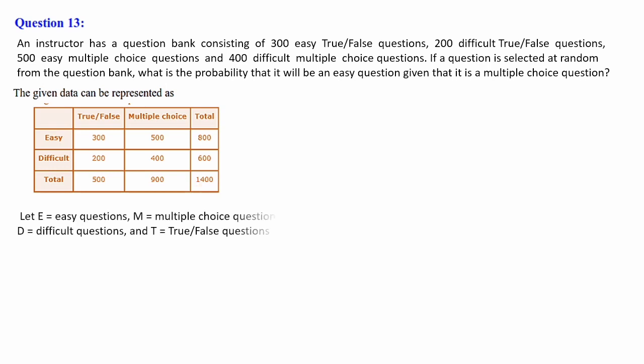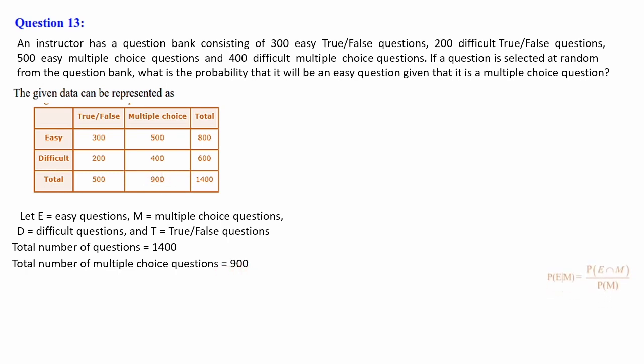Let's assume the alphabet. Let E be for easy question, M for multiple choice question, D for difficult question, T for true or false questions. Then the total number of questions is 1400. Total number of multiple choice questions, we have 900, so that total also we need to take, that is 900.